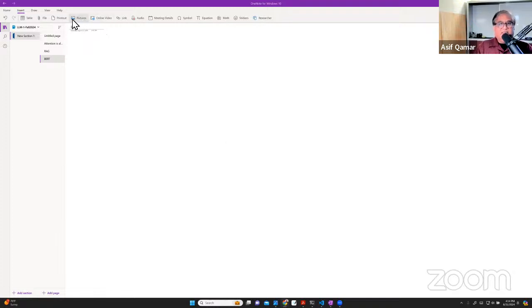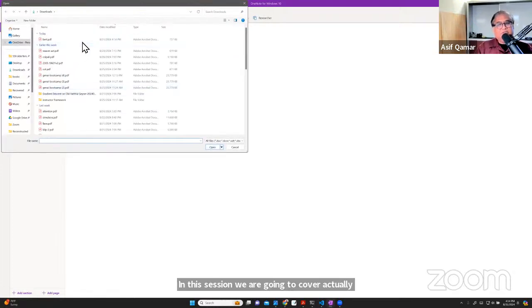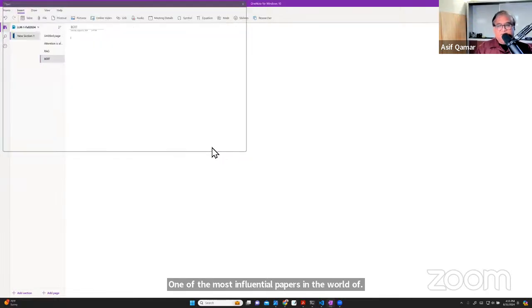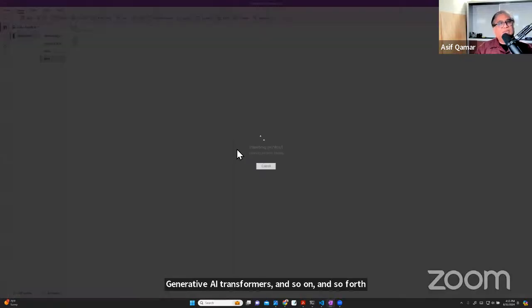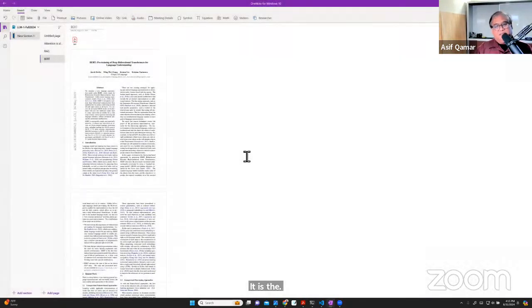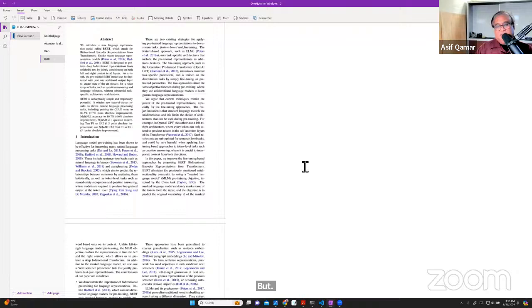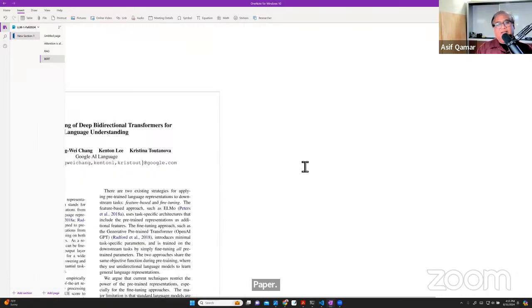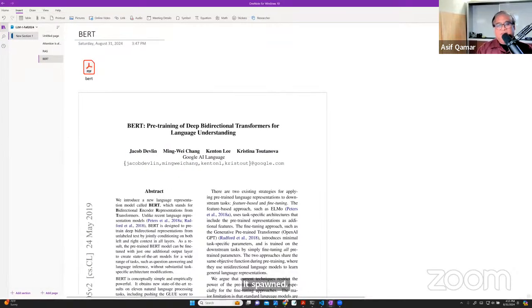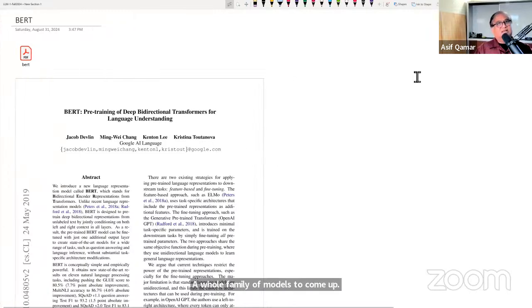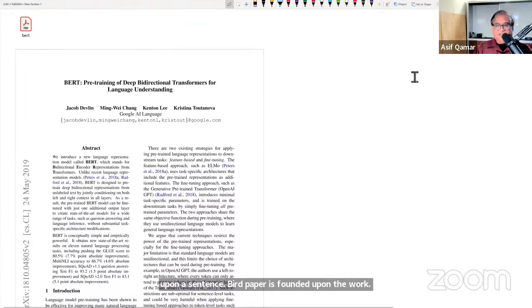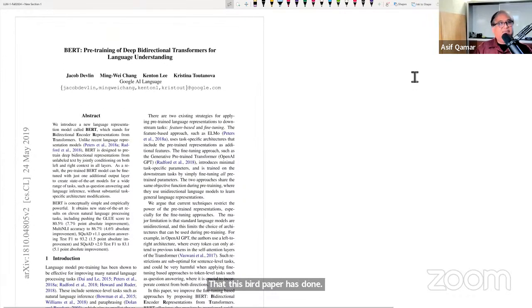All right, guys. In this session, we are going to cover actually one of the most influential papers in the world of generative AI, transformers, and so on and so forth. It is the BERT paper. It spawned a whole family of models to come up. The sentence semantic search, the Sentence-BERT paper, is founded upon the work that this BERT paper has done. And so we are going to read this paper very carefully.